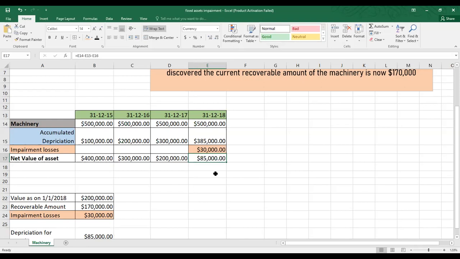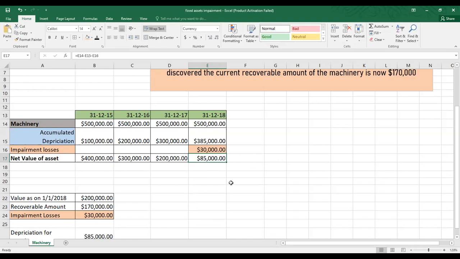Hence, for the purpose of reporting, on 31st of December 2018, the value of the asset so remaining is $85,000. The calculation is 5 lakh, which is the book value of the asset. Accumulated depreciation is 3 lakh up till past year, and 85,000 for the current year. So the accumulated depreciation is 3,85,000. Impairment loss that has resulted is 30,000, and the net value of the asset for the purpose of 31st of December 2018 is $85,000.